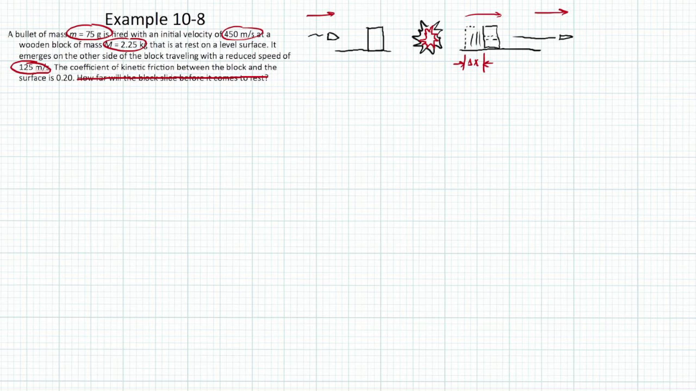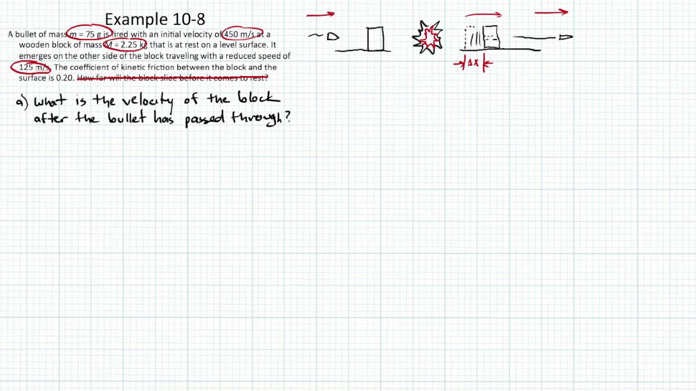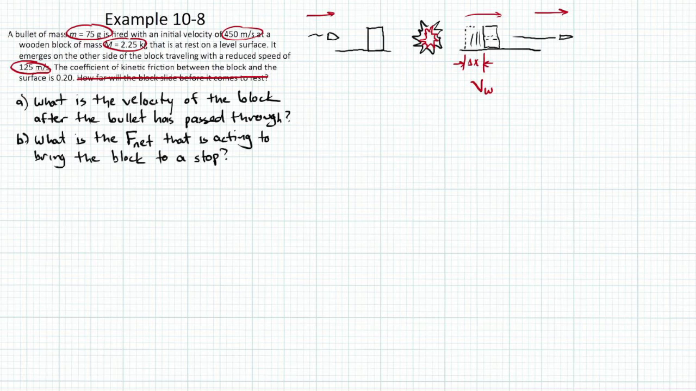We're going to state things like this. Let's make little small goals. What's the velocity of the block after the bullet has passed through? Okay, so the velocity of the wooden block right here. And then we're going to make another goal to find out what's the net force acting on this block to bring it to a stop.